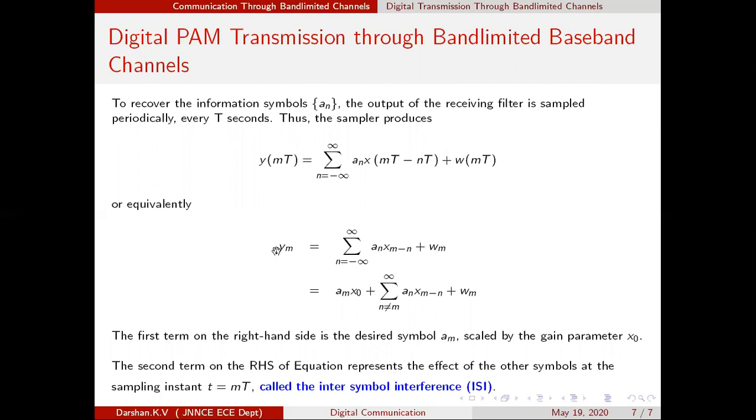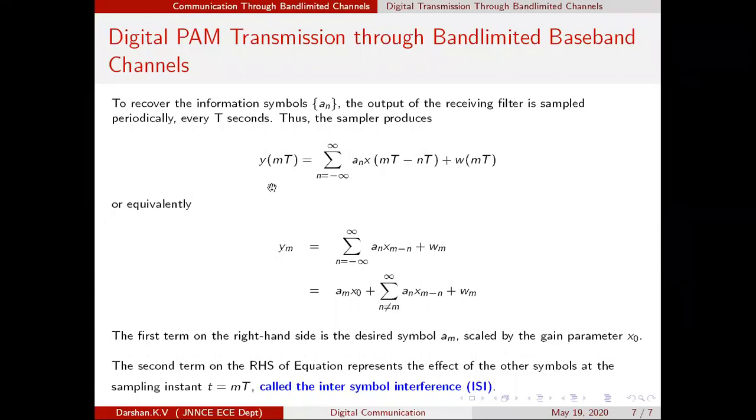I hope you are understanding. In other words, in a simpler way, it is the mth sample of the filter output. What does y_m represent? It is the mth sample of the filter output. So that could be written in this fashion: the sum of a_n x of m minus n, plus w_m. Okay, you have got this.